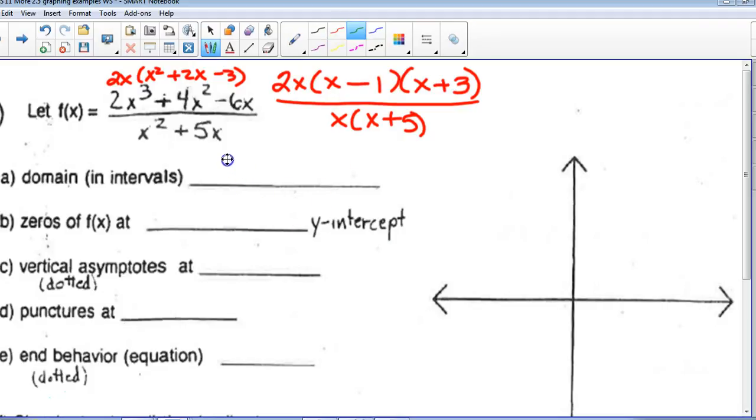X cannot equal 0 or -5. Yep, make sure you get both of those. Okay. It has zeros where? X equals 1 and X equals -3. Why is there not one at 0? There's one out here. Should there be a 0 at 0? Or there should be a hole at 0.